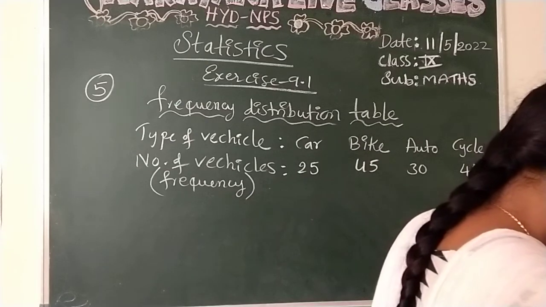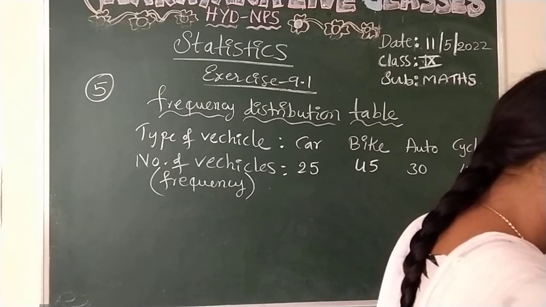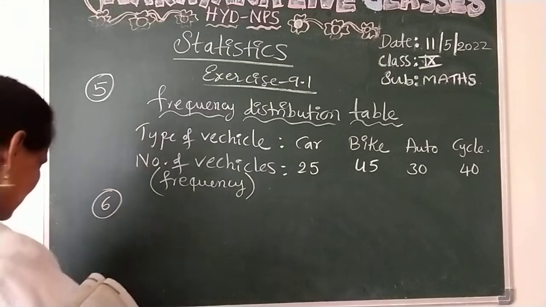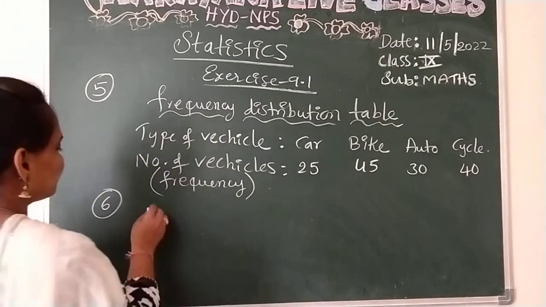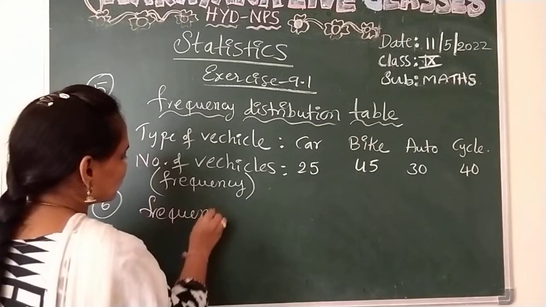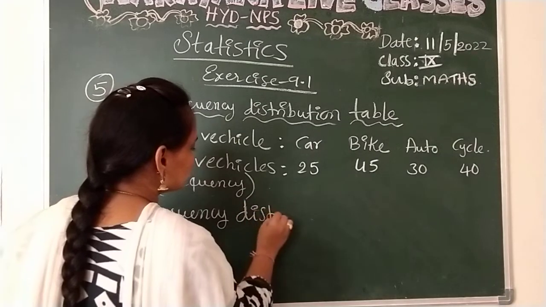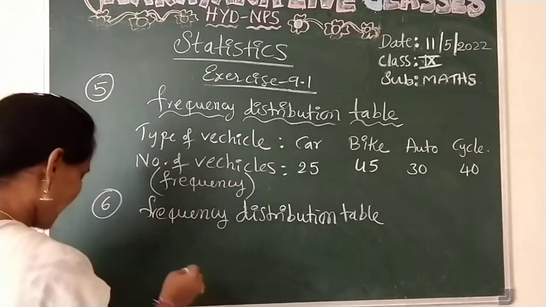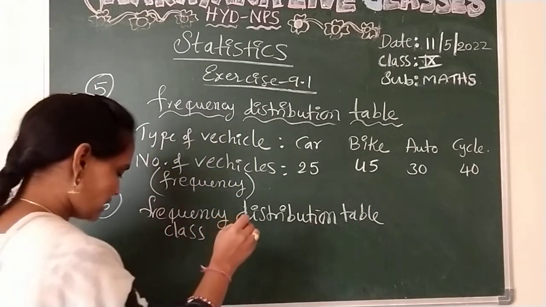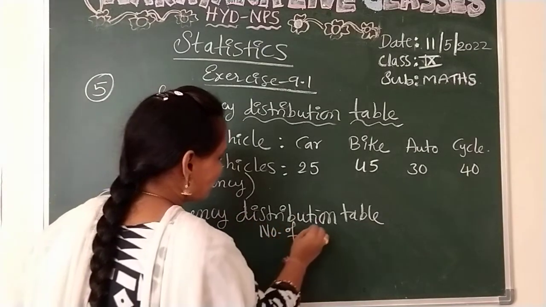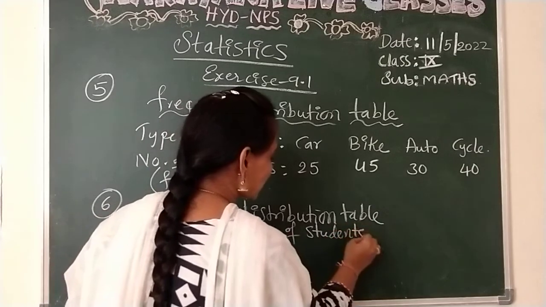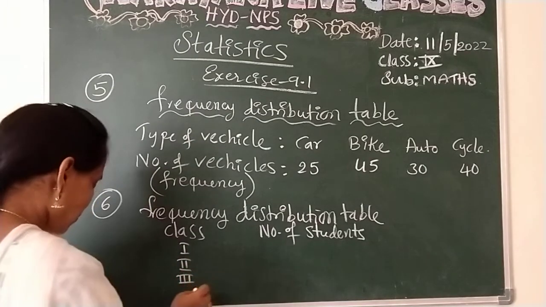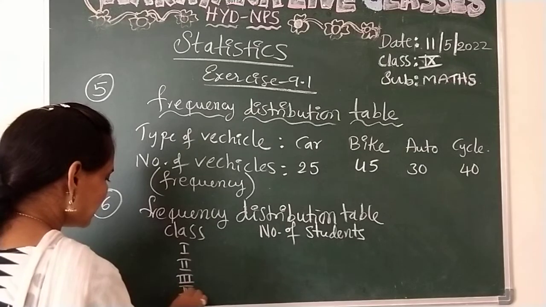So here class is on the x-axis and number of students on the y-axis, right? So we should write the frequency distribution table. Sixth one, answer. Frequency distribution table. Now first write down the headings: class, number of students. Then first class, second class, third class, fourth class and fifth class.